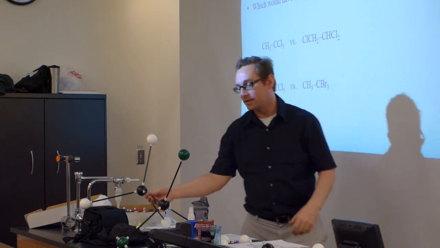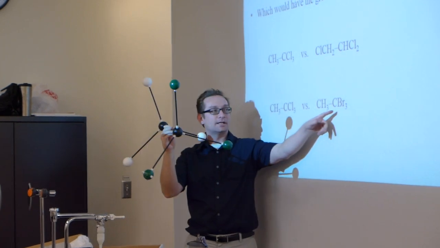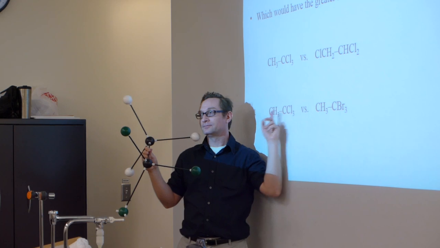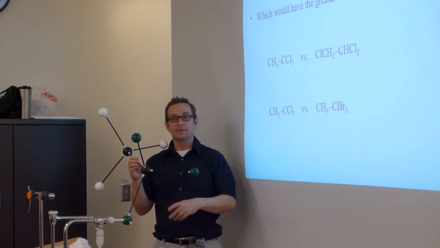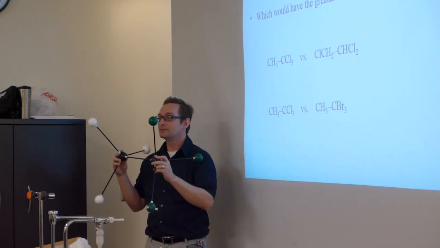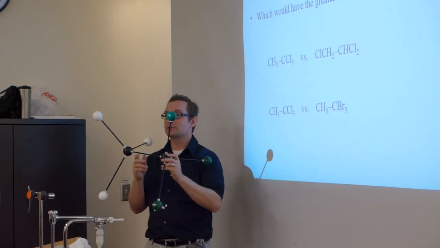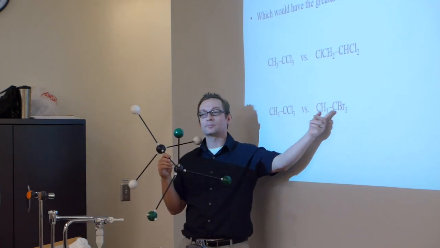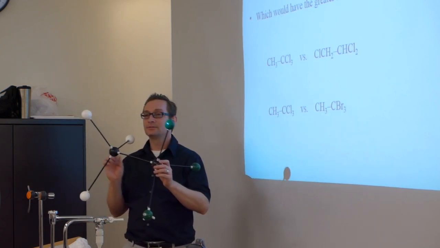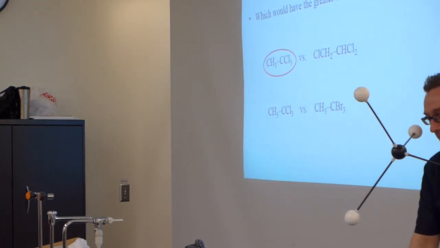What if I compare this molecule, but then I replace the chlorines with bromine atoms? Which one would be more polar? Are bromines more electronegative or less electronegative than chlorine? Yeah, chlorine's more electronegative. So which one's going to be more polar, the one with the chlorine or the one with the bromine? The one with the chlorine, right? That's going to be more polar. So the extent of electronegativity affects polarity too.